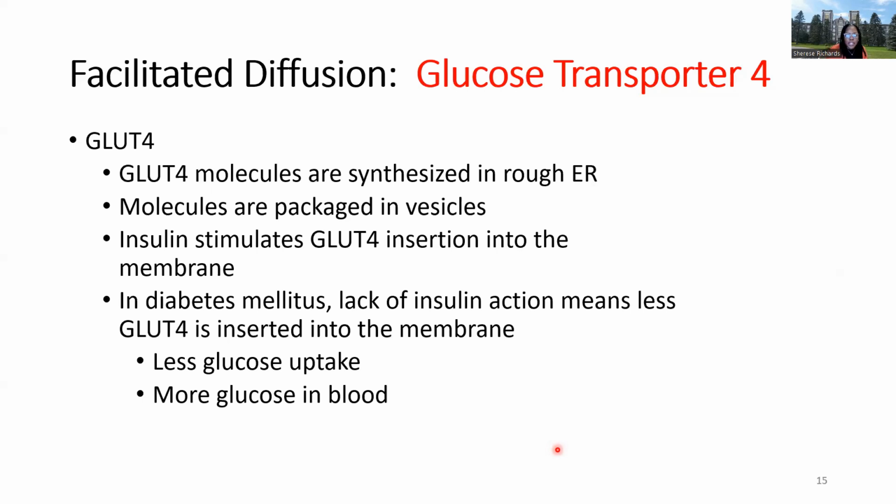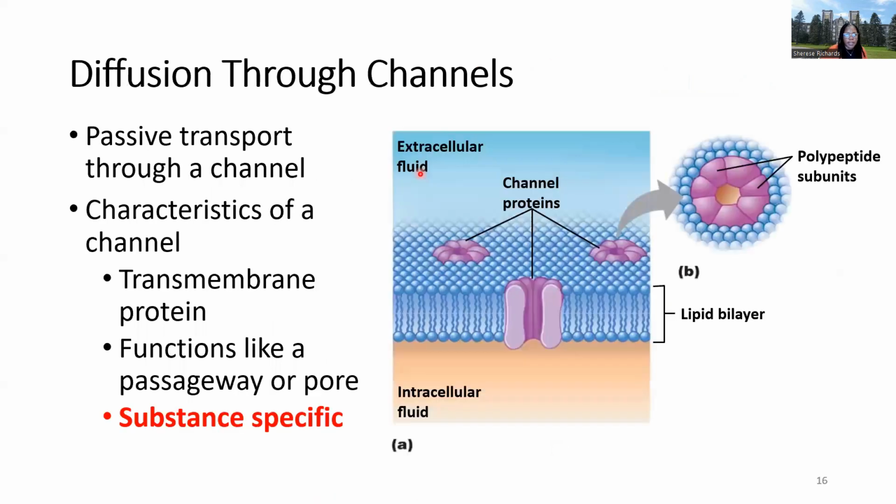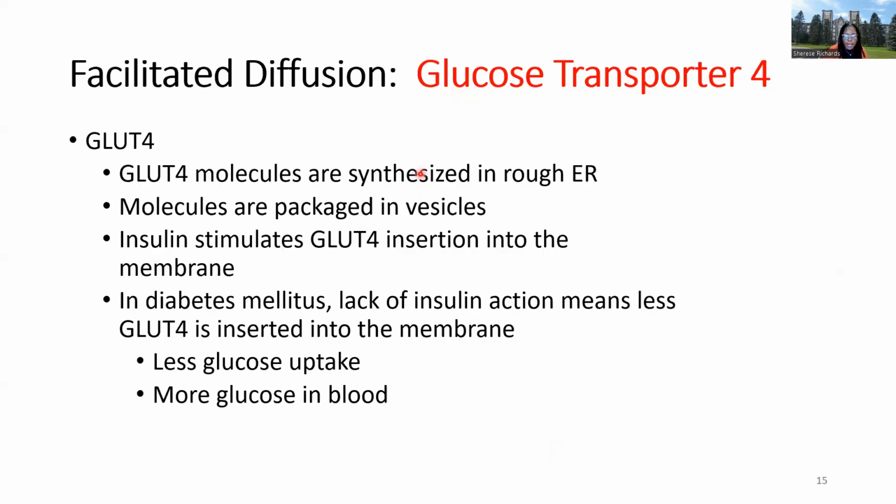That is just an example of how we can use our knowledge of facilitated diffusion, which happens through carriers, to begin to understand some of the clinical symptomology of diabetes and other diseases that behave like diabetes as well. Okay, I think we're just about out of time here. We're going to pick up on Friday with our channels, diffusion through channels.